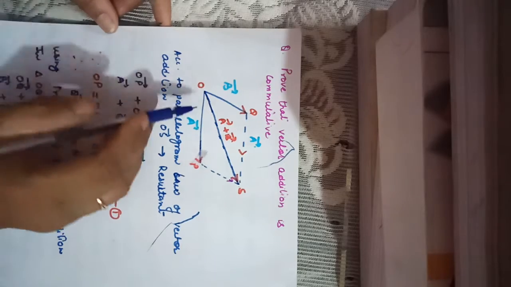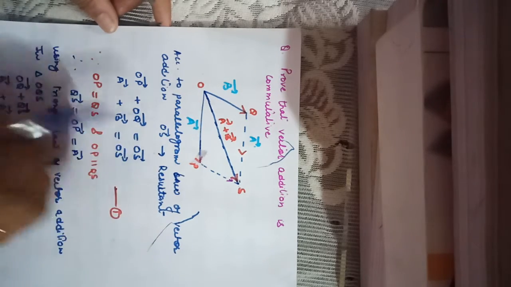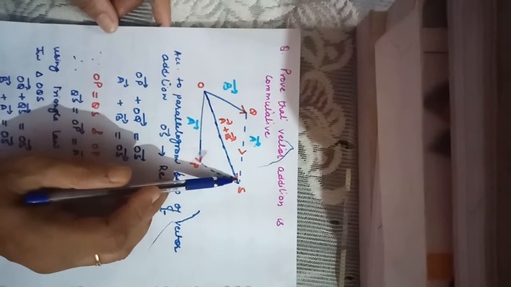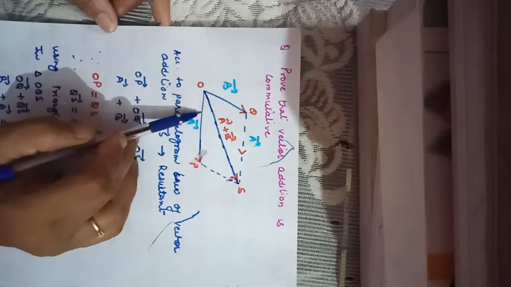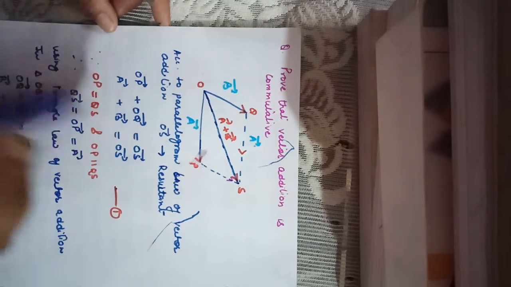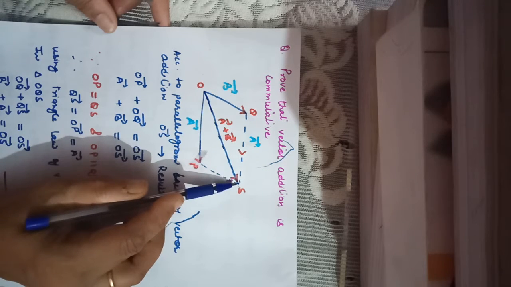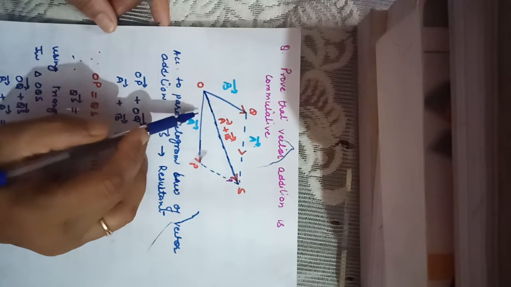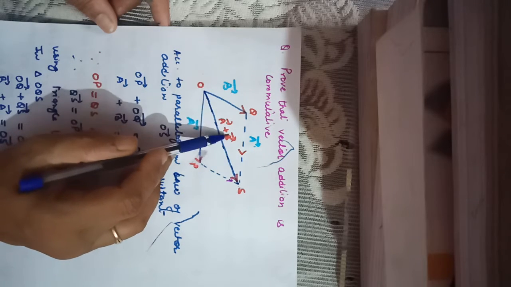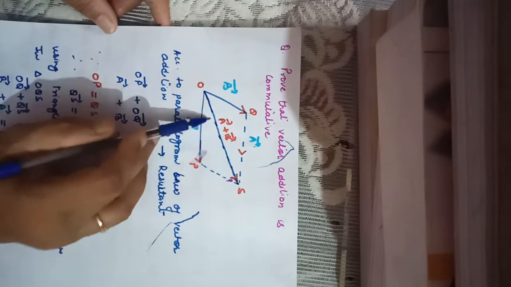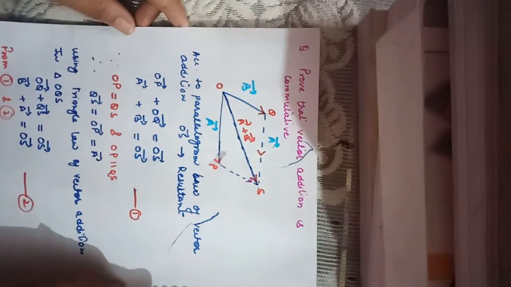Now first of all, you all know very well, according to the parallelogram law of vector addition, the diagonal of the parallelogram represents the resultant of the addition of these two vectors. So OS is the diagonal of the parallelogram which represents the resultant of the addition of A vector and B vector, so A vector plus B vector. This is according to the parallelogram law of vector addition.